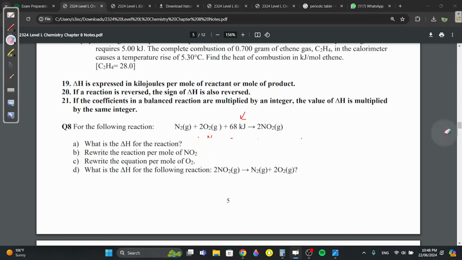What is the delta H for the following reaction? So here they just reversed the reaction, so they flipped it. Since we flipped it, we didn't divide or anything, it's still the same coefficients. It becomes negative 68 kilojoules.